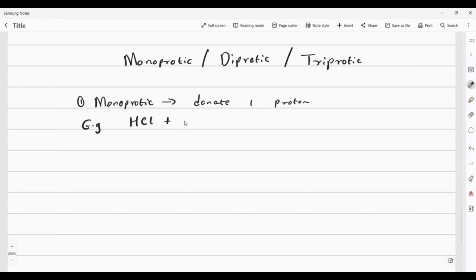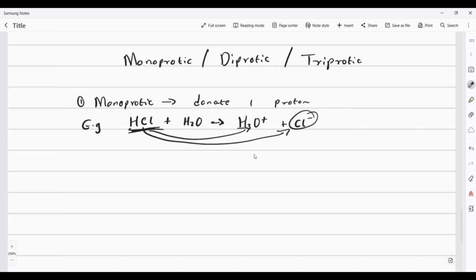So we have HCl plus H2O. I want to show you the donation, how it works. Again, you know this reaction gives H3O+, you know that by now, plus Cl-. You see, this reaction is now complete. After donating one hydrogen, our reaction has become complete. It only donates one proton. We have various examples of monoprotic acids, and some of them you will find out by doing research. I just want to be quick and move on.